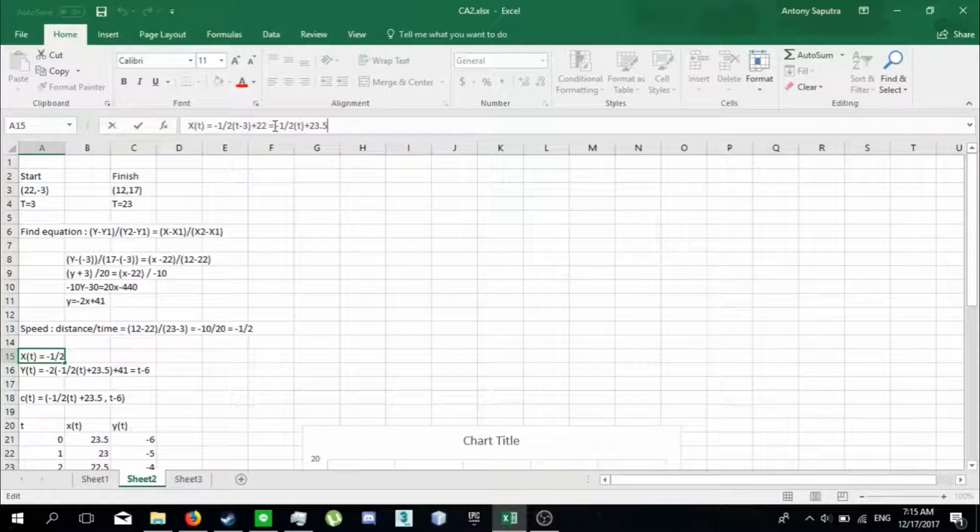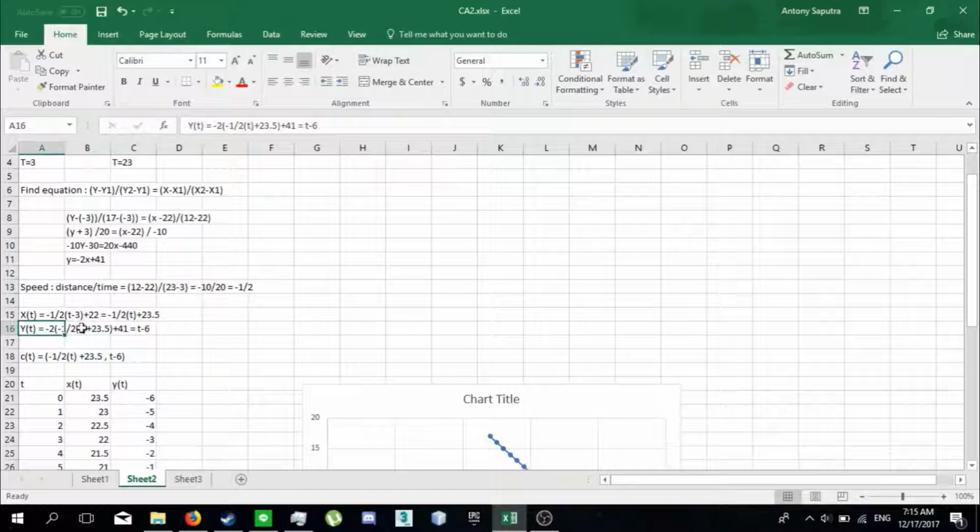Opening up the brackets and calculating, we get x(t) equals minus 0.5t plus 23.5. So what is y(t) now? y(t) is the equation of y using x(t) as the x. It should be minus 2x plus 41, but you change the x into x(t). So minus 2 times minus 1 over 2t plus 23.5, plus 41, which, if you calculate it, is going to be t minus 6.